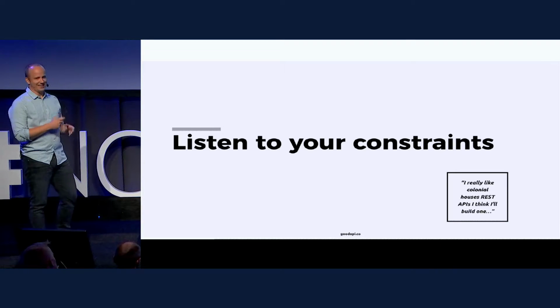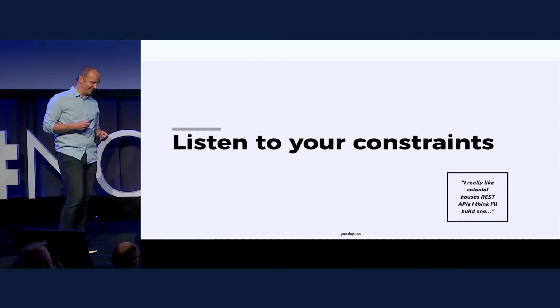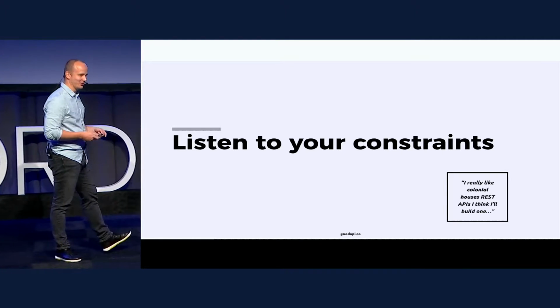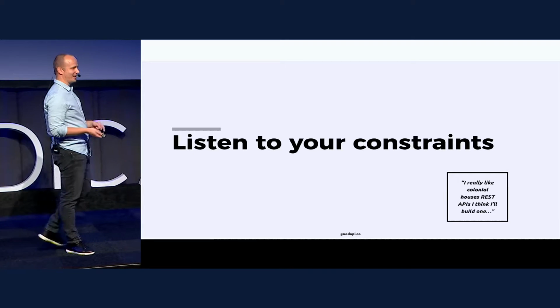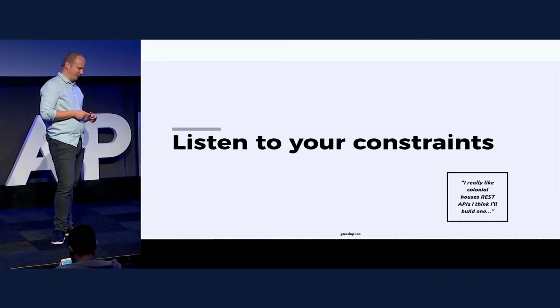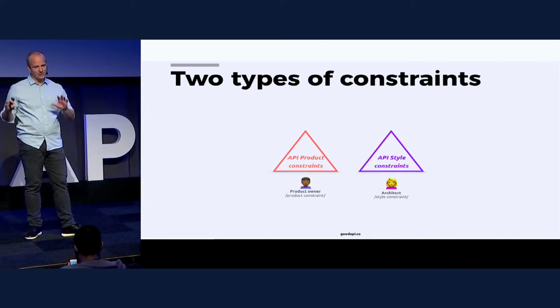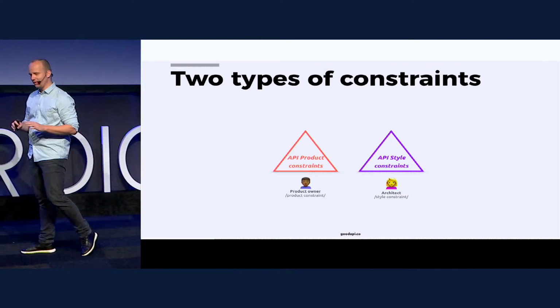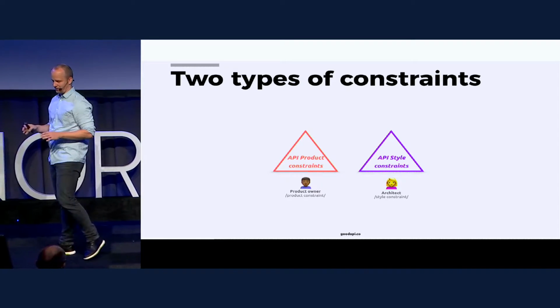Don't be like, hey, I really like these Kafka APIs. I think I'll build one. That's a very wrong approach. You should be really thinking, oh, okay, what are my constraints where I am? What style am I going to build? There are two broad areas of these constraints, one on the product side and one on the actual architectural side.